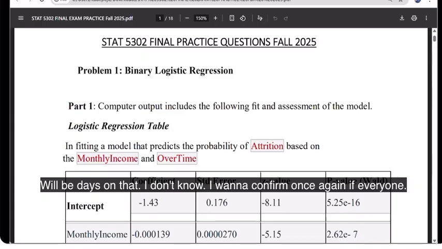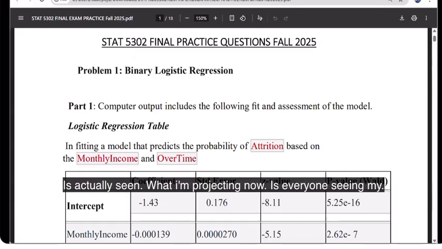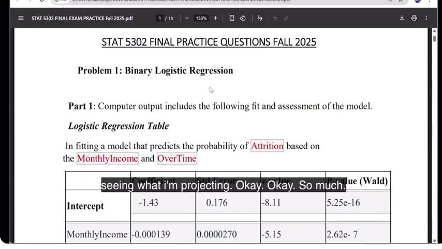I want to confirm once again if everyone is seeing what I'm projecting now. Is everyone seeing what I'm projecting? Okay, thank you so much for confirming that.